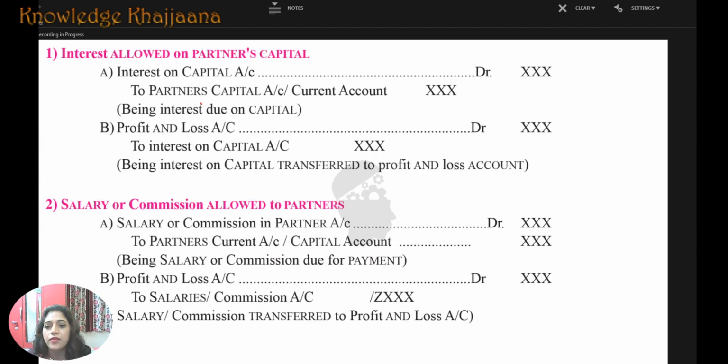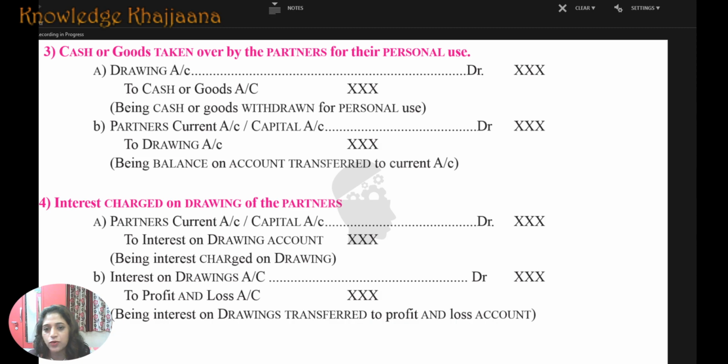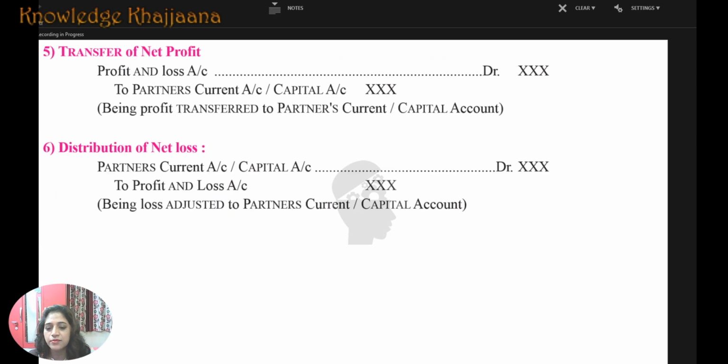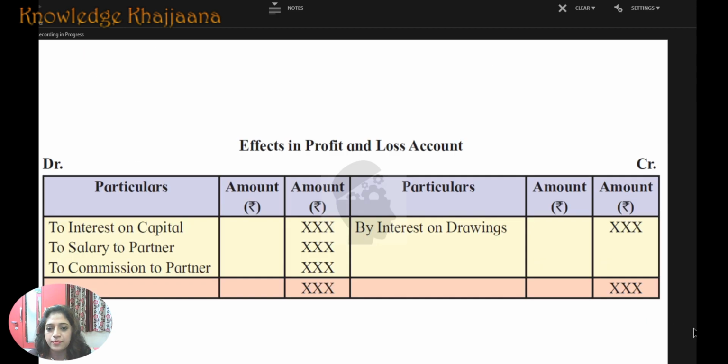See, which transactions are done? Interest allowed on partners' capital, salary or commission allowed to partners, cash or goods taken over by the partners for their personal use, interest charged on drawings of the partners, transfer of net profit and distribution of net loss. We'll take examples. And these are the effects in the profit and loss account.